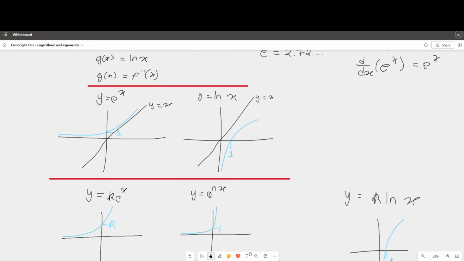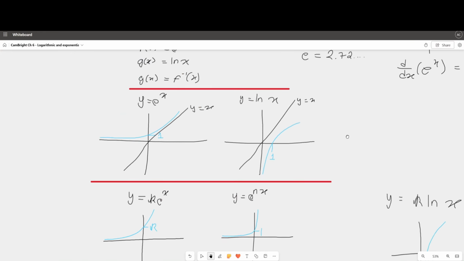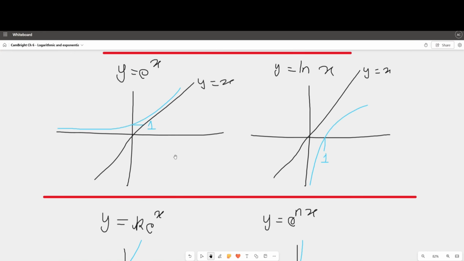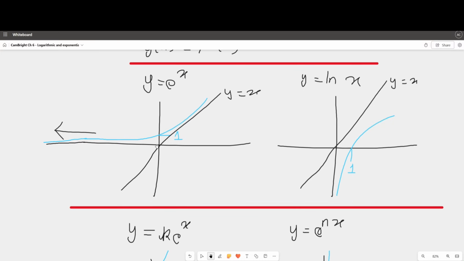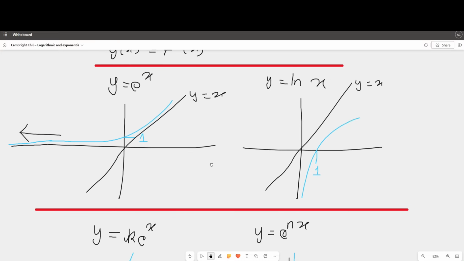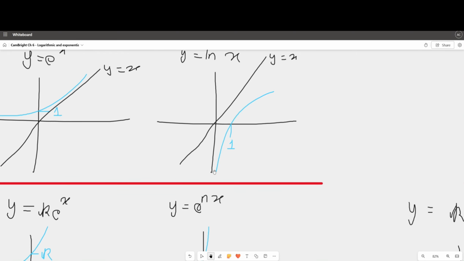Now, one important thing about these graphs is something called asymptotes. If you look at this graph, as x tends to negative infinity, the graph will continue like this forever, and it's going to get closer and closer, sorry, to the x-axis, but it will never touch it. So the x-axis is basically the asymptote. The graph will keep approaching it, but it will never actually touch it. Same thing for ln x with the y-axis.